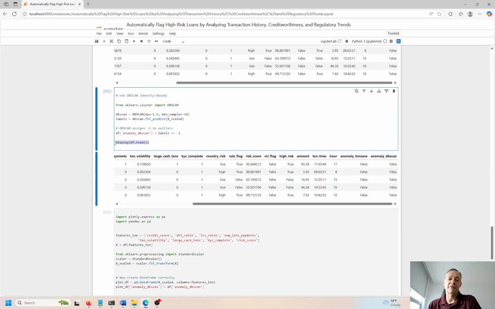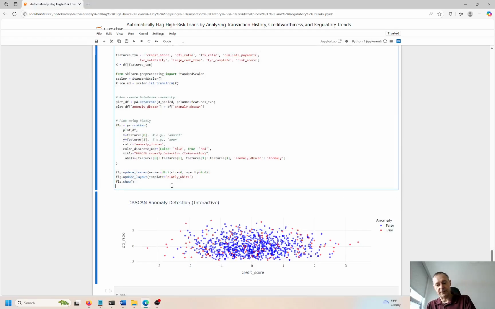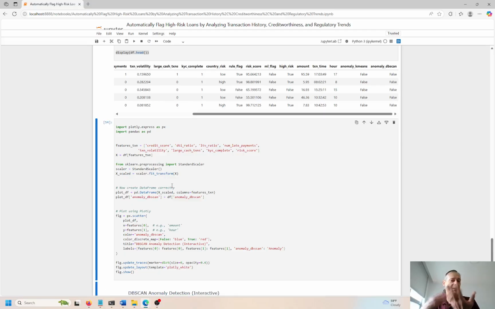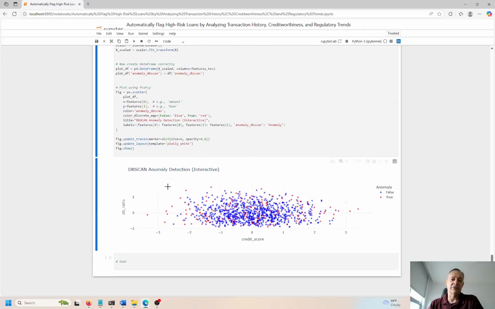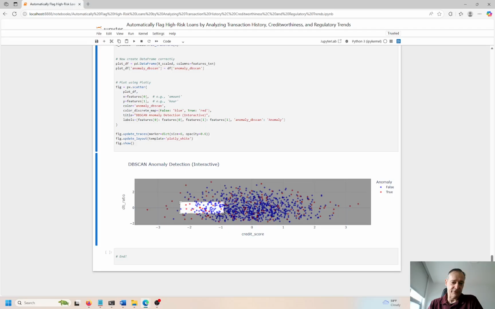I'm just looking at the first few records for a quick sanity check, just to make sure these things are working, and they are. So the last thing I'm going to do here is create a chart so we can see everything. I'm just displaying the first 5 records. This chart is going to display everything. An anomaly is true if it's red, and it's false if it's blue.